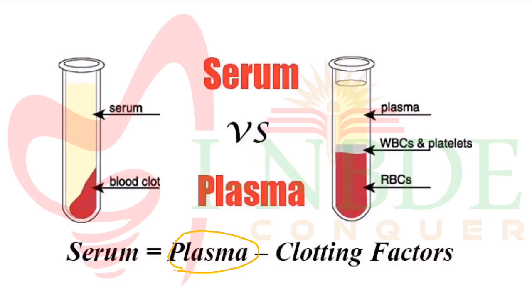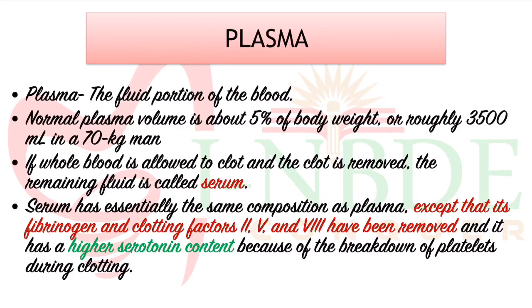Okay, so plasma is nothing but the fluid content of the blood. Blood has the major component as the plasma, that is the fluid content, and the rest are the cells that are present in the blood, which is WBC, RBC and the platelets. And as already discussed, the fluid portion of the blood is called plasma, and the normal volume of plasma is 5% of the total body weight, which is roughly around 3,500 ml in a 70 kg man.